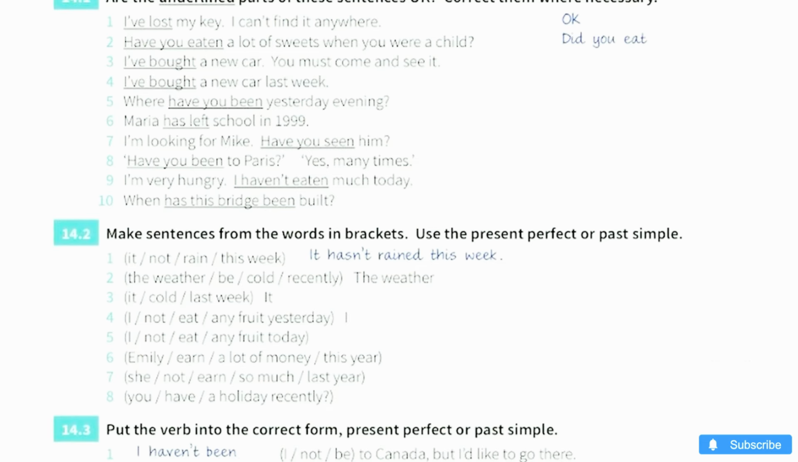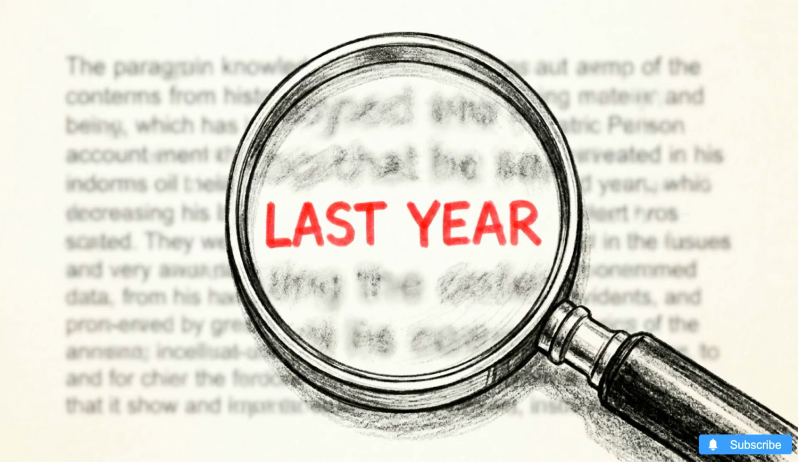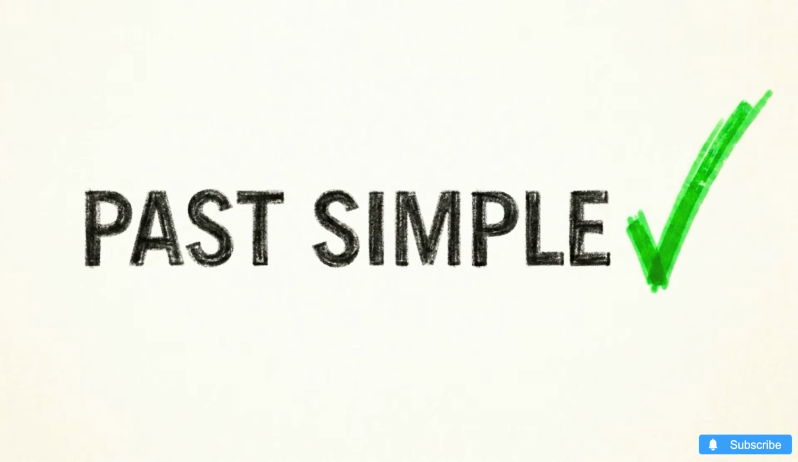The prompt asks about a bridge being built. Even though there is no specific date listed, the word "when" forces the action into a closed historical box. The correct handwritten answer uses the past simple: "When was this bridge built?" The very first step of any sentence audit is to scan for these dead time markers. If you spot one, the past simple is your only valid option.